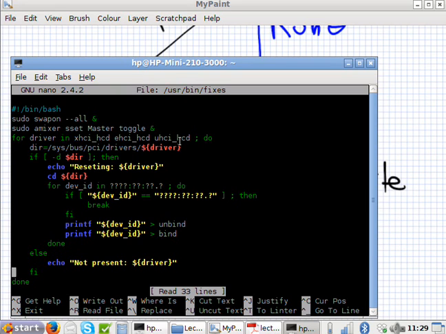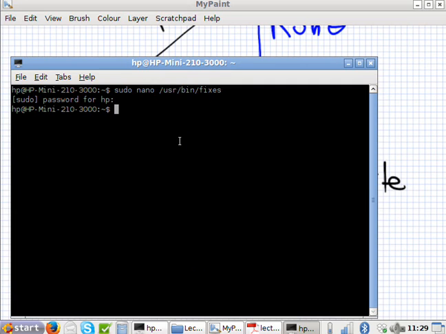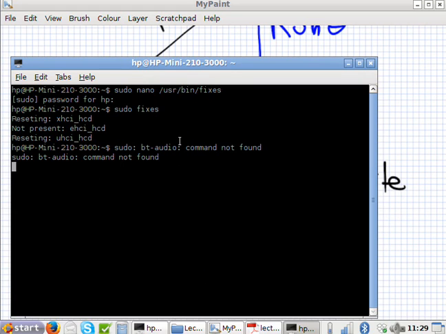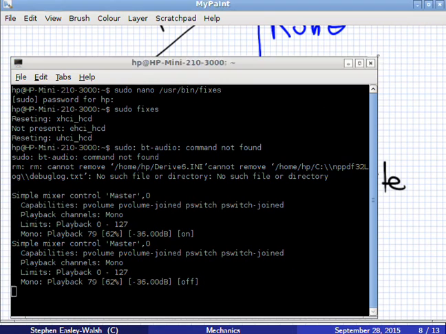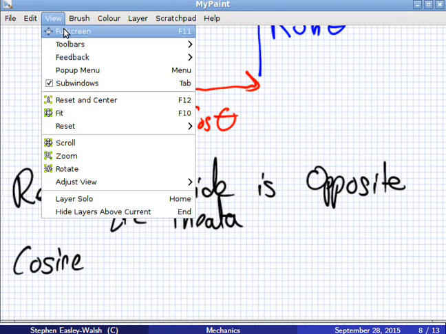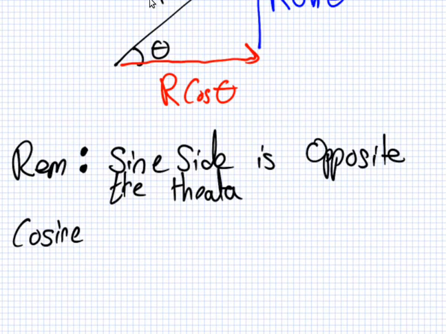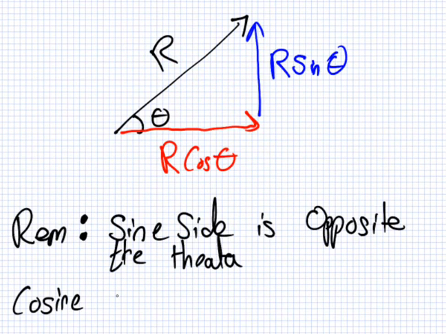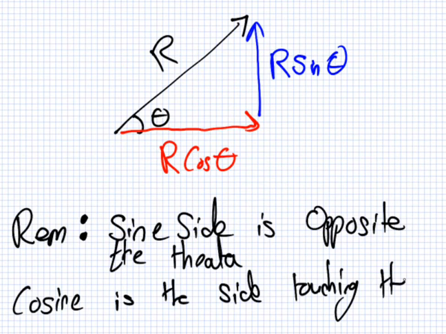So remember, the sine side is opposite the theta. And the cosine side touches the theta.